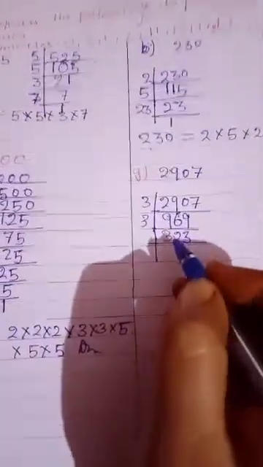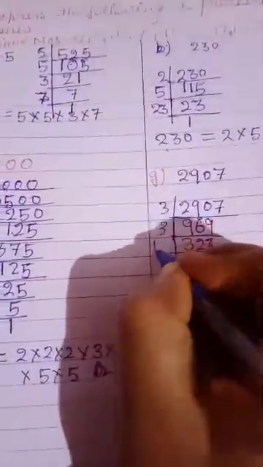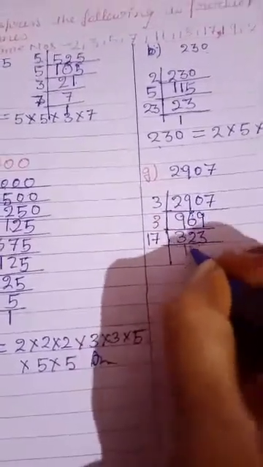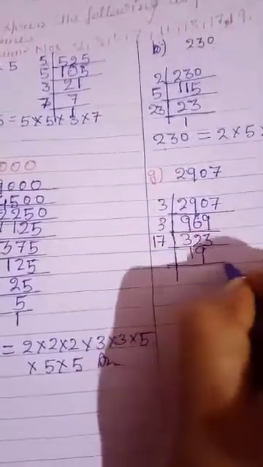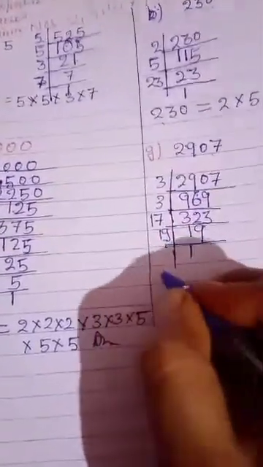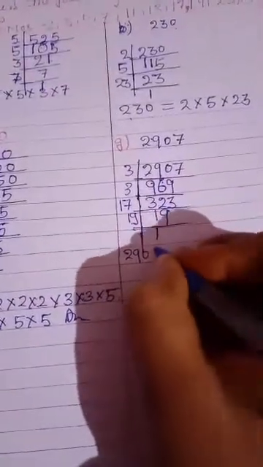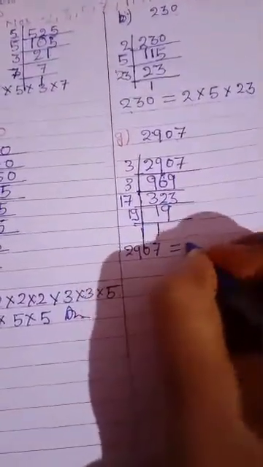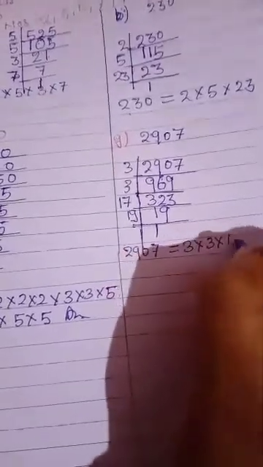Now 323 is coming, and this 323 is not divisible by any other smaller prime number. The next number is 17. If you divide it by 17, 19 times it will be divided. 19 itself is a prime number, so you divide it by 19. 19 1s are 19. Okay, so for 2907 you have to check by all these prime numbers by which it can be divisible. 2907 is equal to 3 into 3 into 17 into 19. It will be your answer.